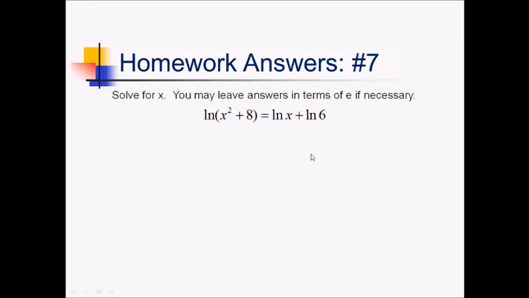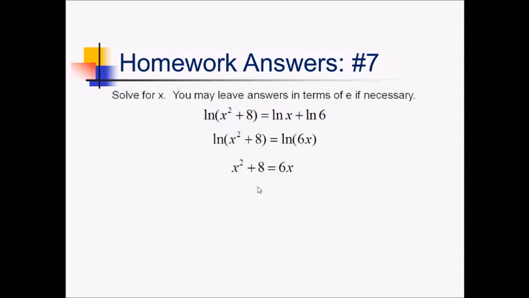For number 9, in order to solve this log equation, we need to have at most 1 log on each side. So these 2 logs over here, I'm going to merge those together. Since we're adding the logs, that means we would have to multiply the x and the 6 to get them into 1 logarithm. So this will then be ln of 6x. And if you have the same log on both sides and that's it, you can actually cancel the logs out. Another way of thinking about it is we're raising e to both sides to get rid of the ln. Either way, we end up with x squared plus 8 equals 6x.